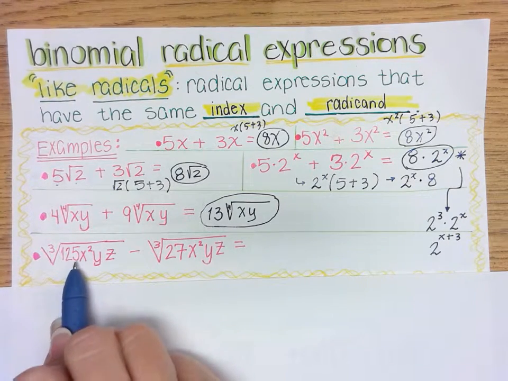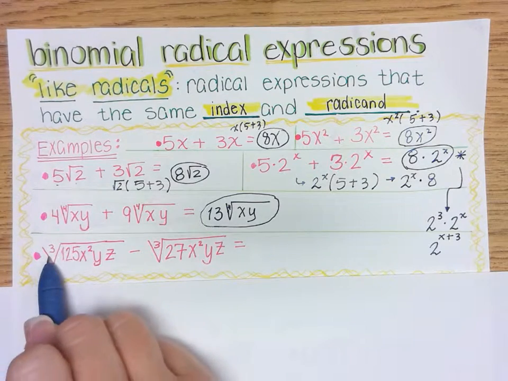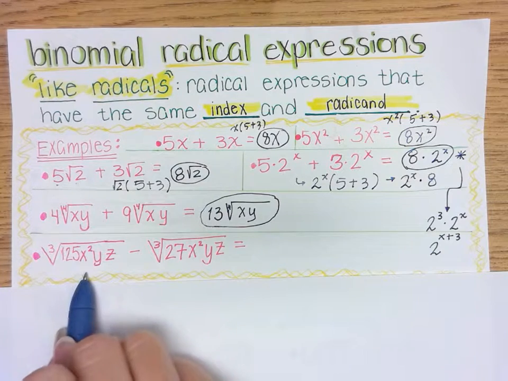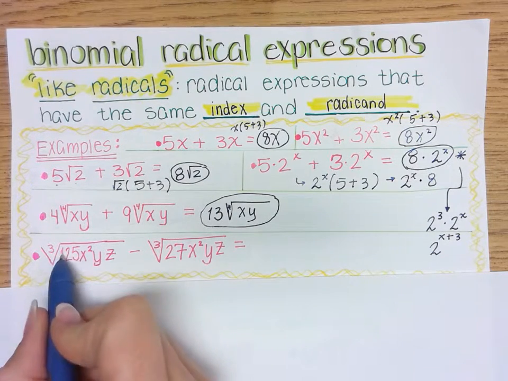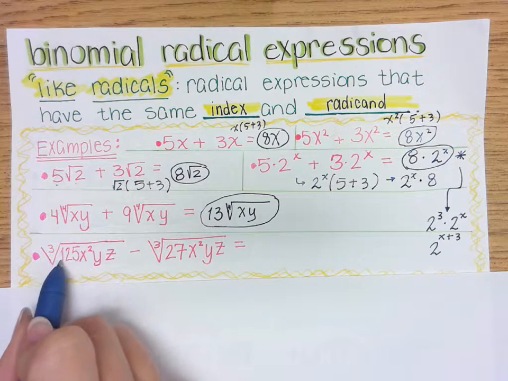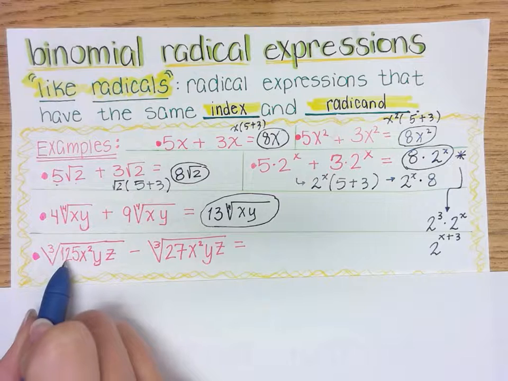Here, these look like they're not like radicals. We have a cube root on both of them, but we don't have the same radicand. However, can you simplify this at all? Can you take the cube root of 125, or a number that creates 125? Yes, a factor of it. 125 is a perfect cube, and the cube root of 125 is 5.